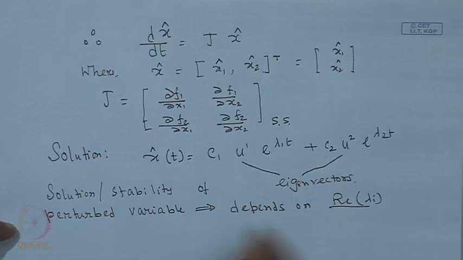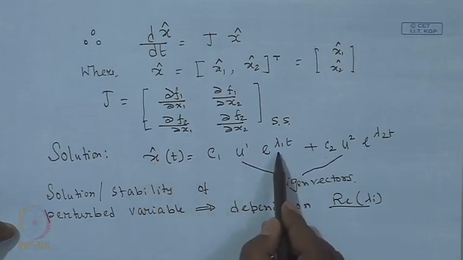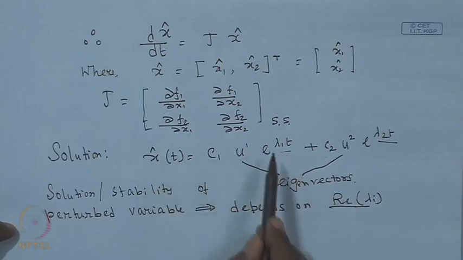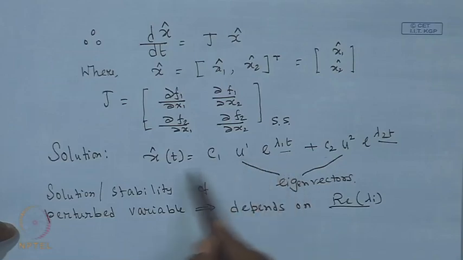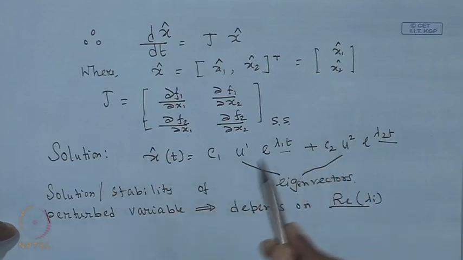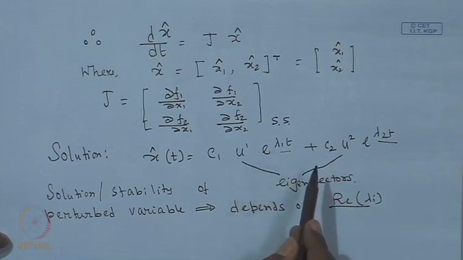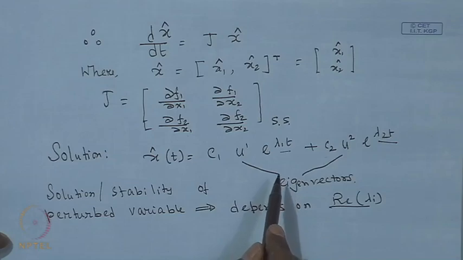So, the real values of the eigenvalues will dictate whether the perturbation variable will grow in time or die down with time. If the real value of lambda is positive, even if only one of them is positive, the whole solution, the disturbance variable, will grow in time. If all of them are negative, then it will be a stable solution and the perturbed variable will die down with respect to time.